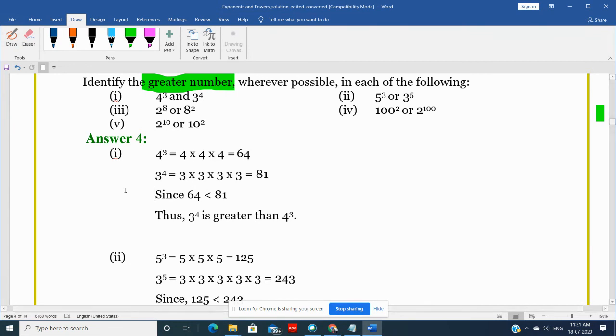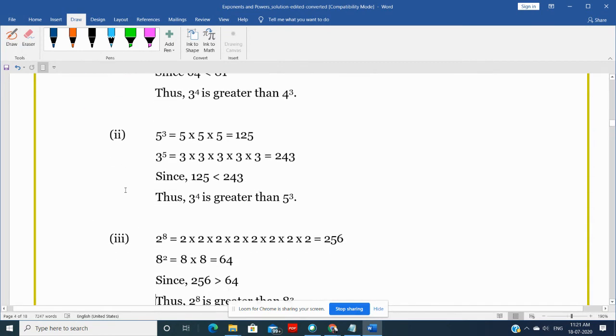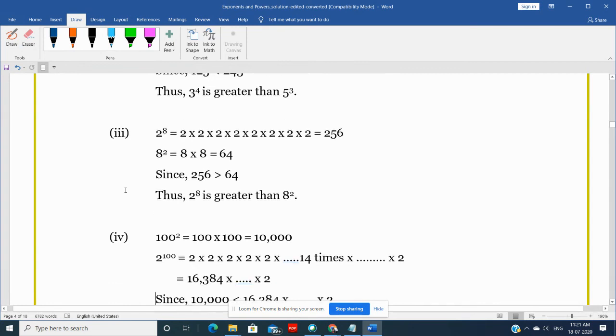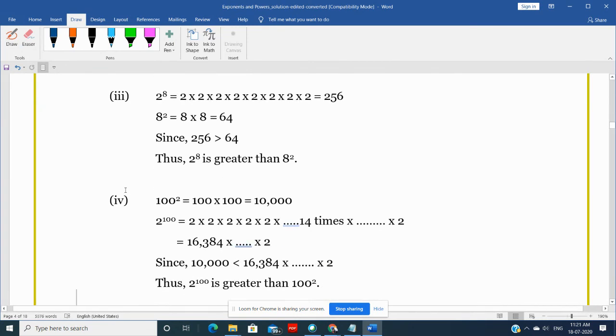Now, in this question, I'll just explain two sums because the rest of the sums are very easy and the same method. So I'm explaining the first one and the fourth one because the fourth one is a little bit different. See, in the fourth one, they are asking whether 100 square is bigger or 2 raised to the power of 100 is bigger. So, we'll just do 100 square, that is 10,000. The value of 100 square is 10,000. But if you multiply 2 a hundred times, first thing you need to ask yourself, is it possible? Are you able to show it 100 times?